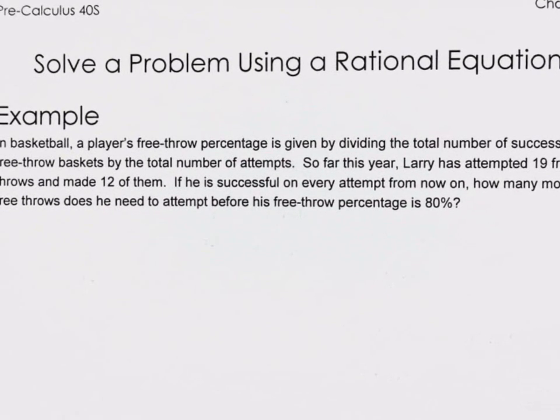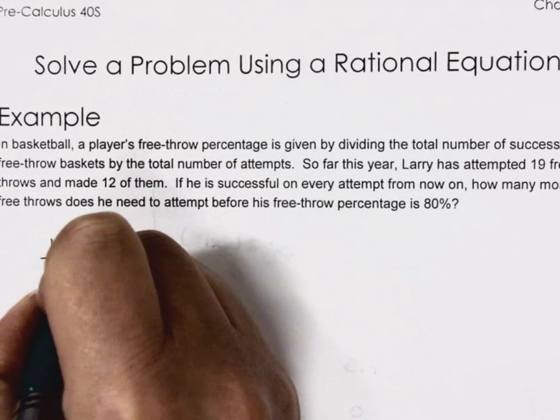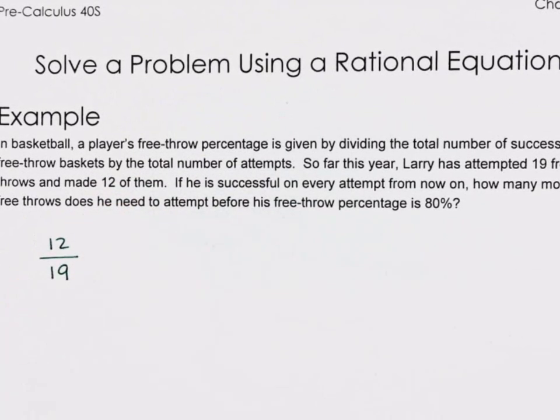I screw up this question all the time because free throw is a hard thing to say. In basketball, a player's free throw percentage is given by dividing the total number of successful free throw baskets by the total number of attempts. Makes sense? Mr. Larry has attempted 19 free throws and made 12 of them. Good job, Larry. So we know that Larry is currently 12 out of 19 successful free throws. Everybody with me so far here?